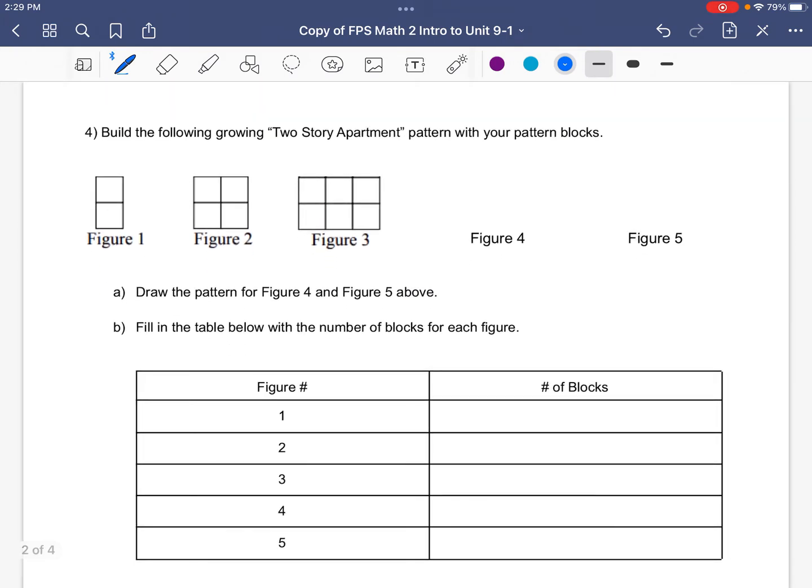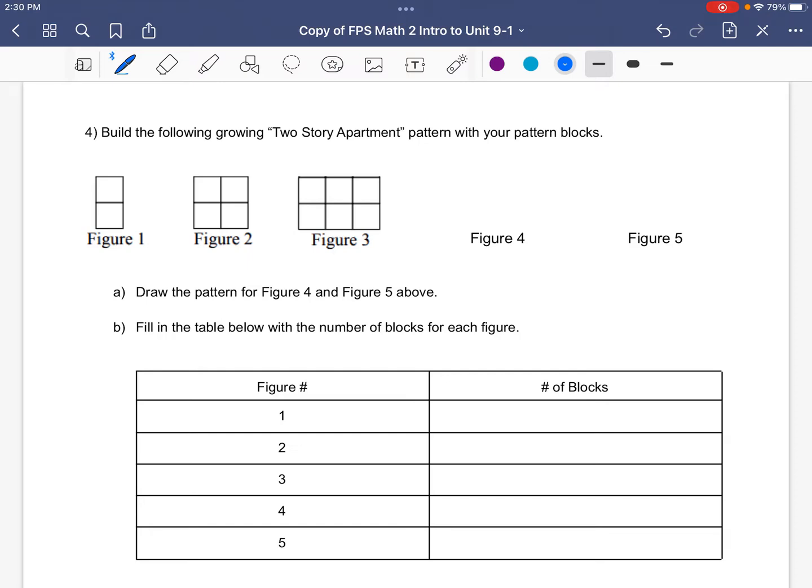So we want to build the following growing 2-story apartment pattern with your pattern blocks. We don't have physical blocks in front of us. That is completely okay. What we're going to be doing is looking at what's happening here. We're given figure 1, figure 2, figure 3, and we want to draw the pattern for figure 4 and 5. So the first thing I do, hopefully, if you already know what to do, pause this video.